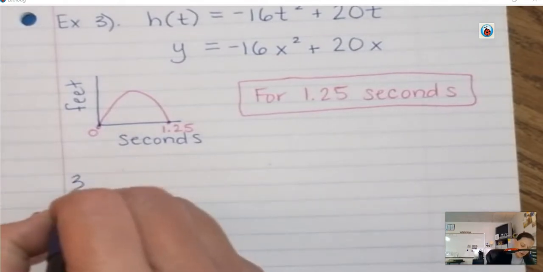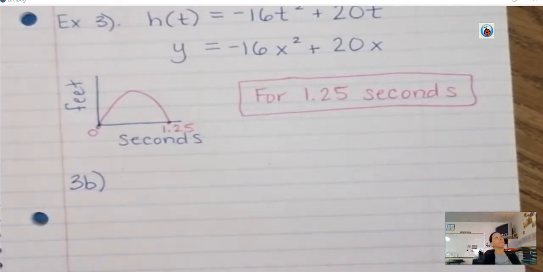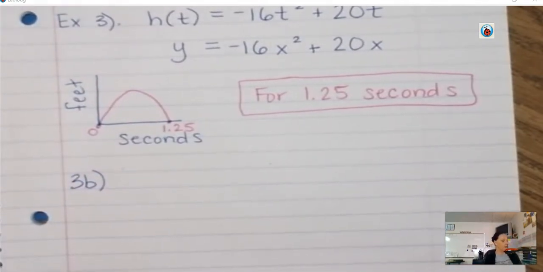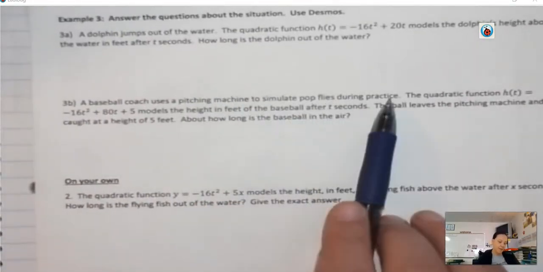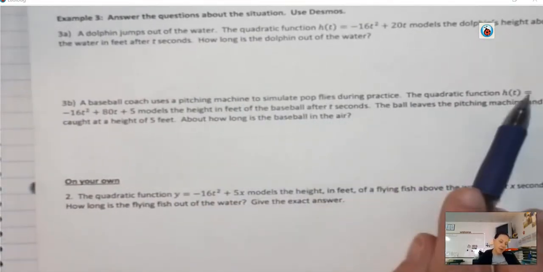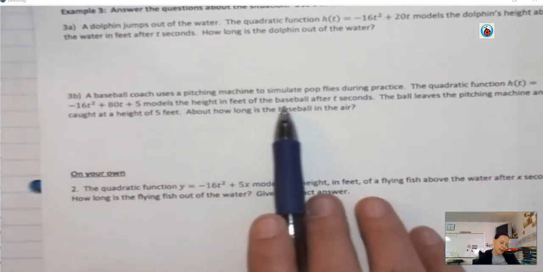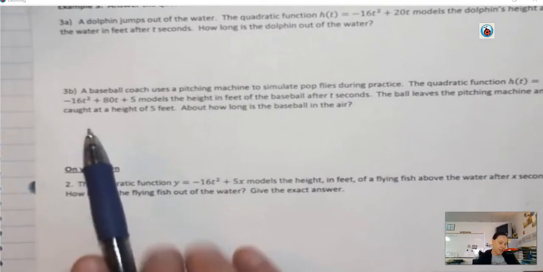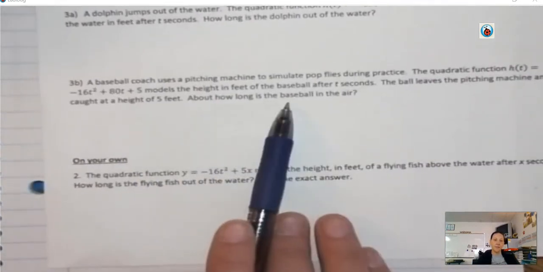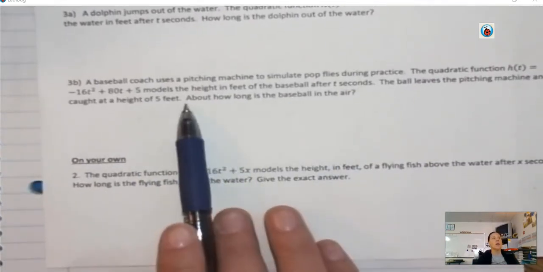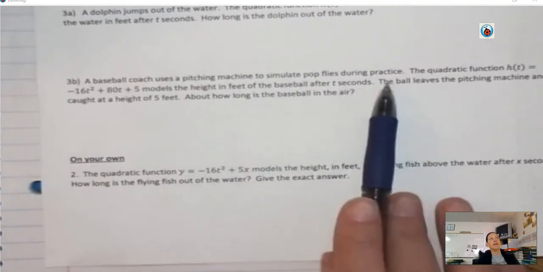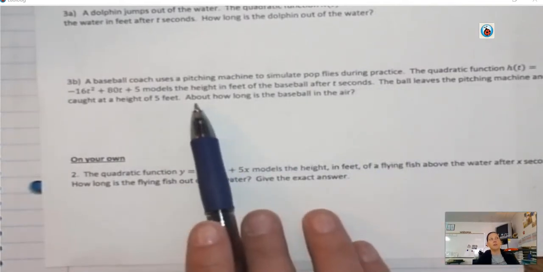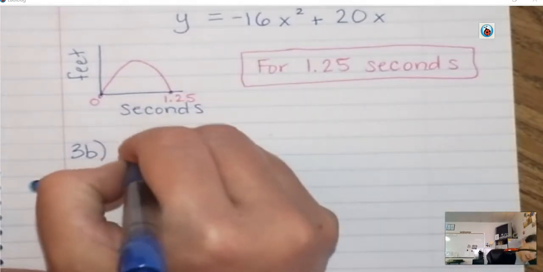Okay, let's try another one. This is 3B. A baseball coach uses a pitching machine to simulate pop flies during practice. The quadratic function, blah, blah, blah, models the height in feet of the baseball after t seconds. The ball leaves the pitching machine and it's caught at a height of 5 feet. About how long is the baseball in the air? This one says about how long. It doesn't tell me to round, but if it says about, we're going to assume they probably want us to round it.